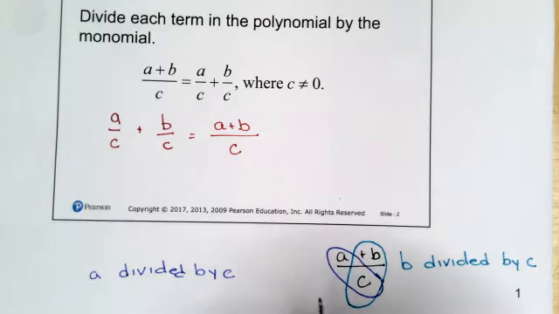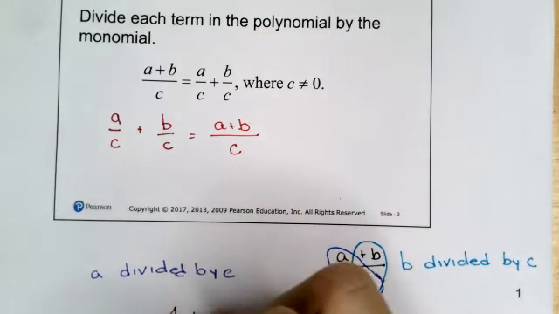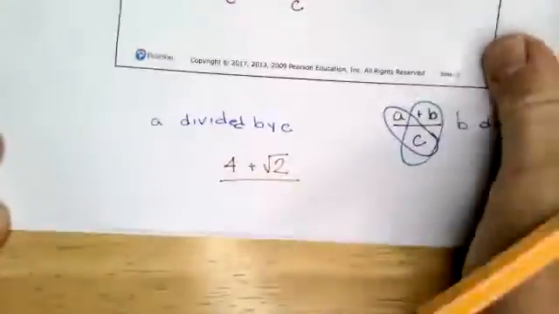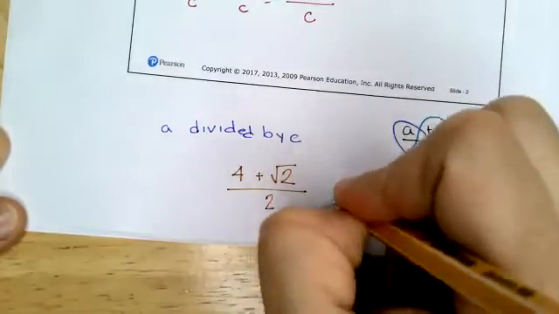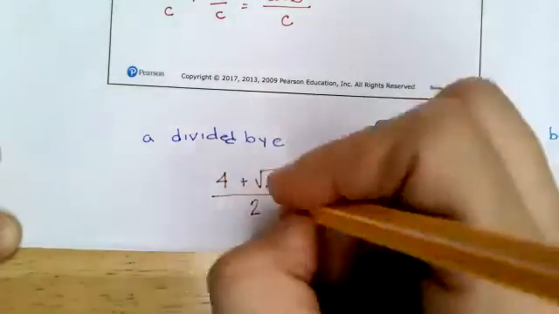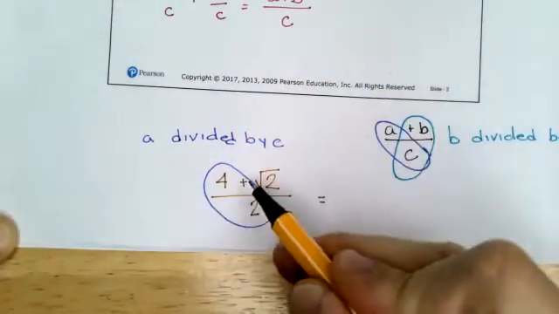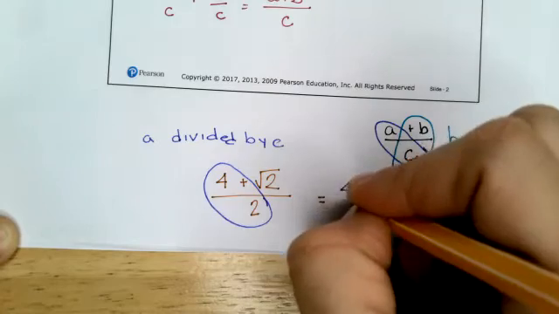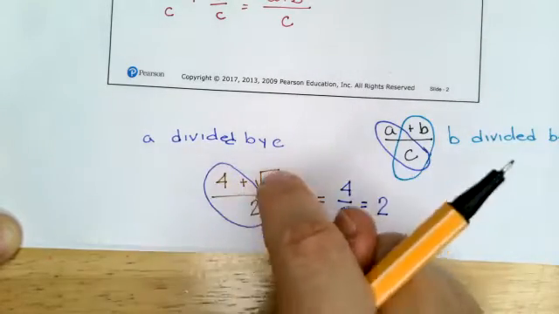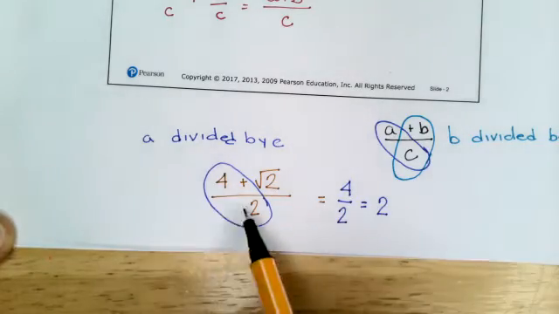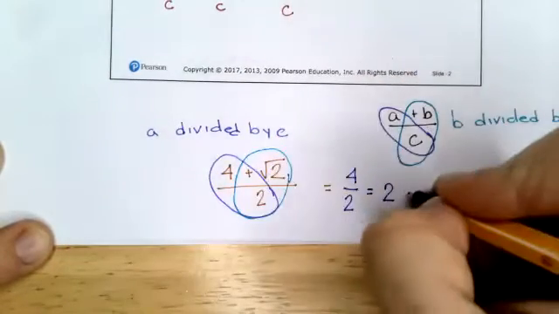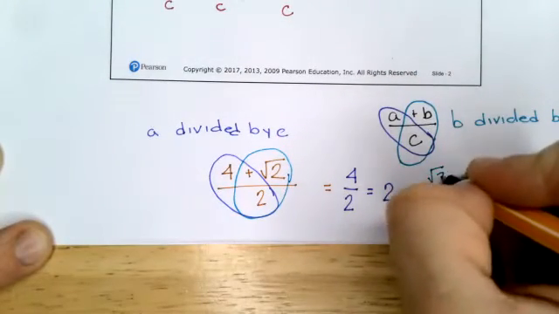If, for example, you have 4 plus the square root of 2 over 2, right? So I can take a over c. I should not have circled that, sorry. A over c is just 4 over 2. If I divide 4 by 2, I just get 2, right? So 4 plus the square root of 2 over 2, that just becomes 2. And then that plus sign actually goes with the square root of 2. So plus square root of 2 over 2.